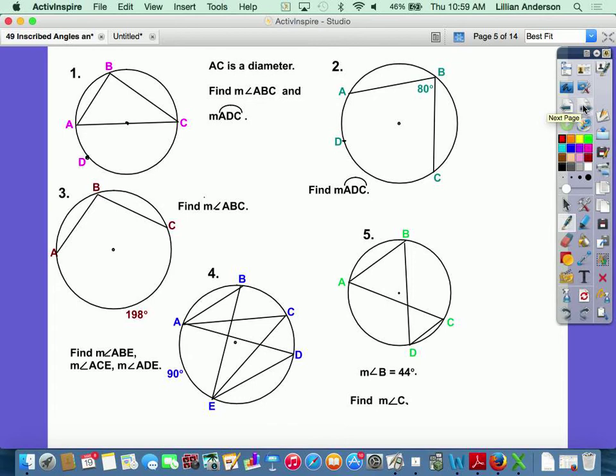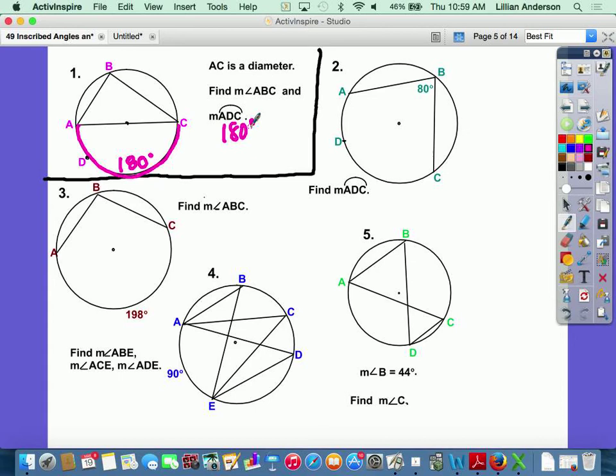Now, this may look confusing, it's just 5 examples that are pushed into one page, okay? So that's all it is. So we're just going to go ahead and split this up. Let's look at number 1. It says that AC is a diameter. Let's think about this. The diameter is what to the circle? Cut it in half. So I already know that arc ADC is how big? 180. Okay? So this arc is 180.